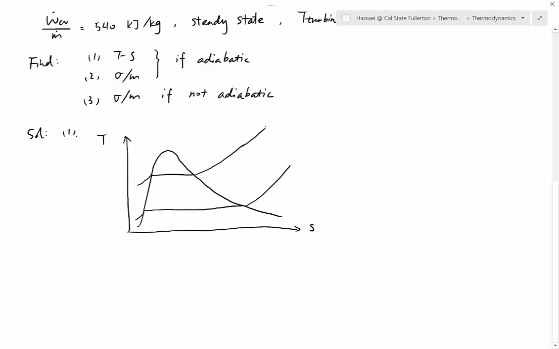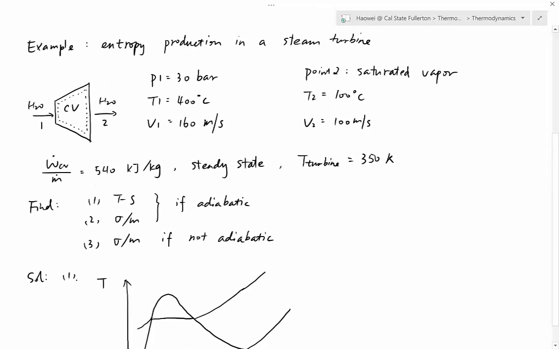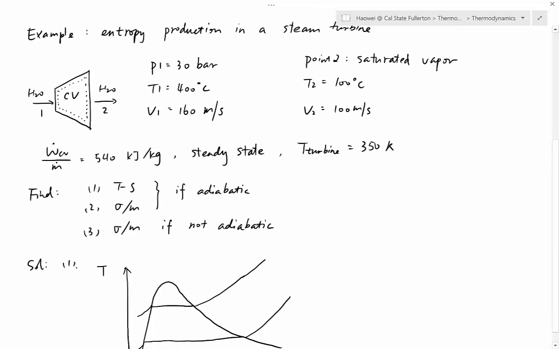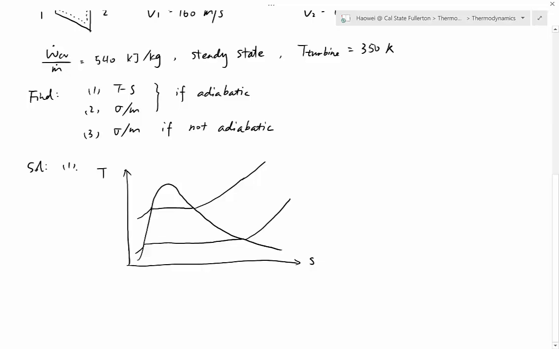Okay, so which one should we use for P1 and which one should we use for P2? P1 to P2, which one's bigger? P1 is 30 bar, and what happens in a steam turbine is an expansion process, so pressure must go down. So P1 must be higher than P2, so that's why the top one should be P1, and we know it's 30 bar, and the bottom one should be P2. It must be lower than P1.